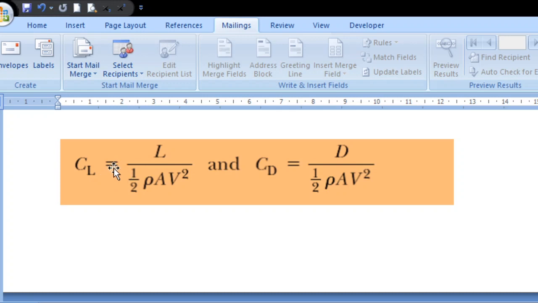So let's say when you have a hydrofoil and you are testing it, rather than writing down the entire force value, we are writing the CL value. CL value is L upon half rho A V square. If you take the dimensions of this one, you will find it is a dimensionless coefficient. Or L can be written as CL into half rho A V square.